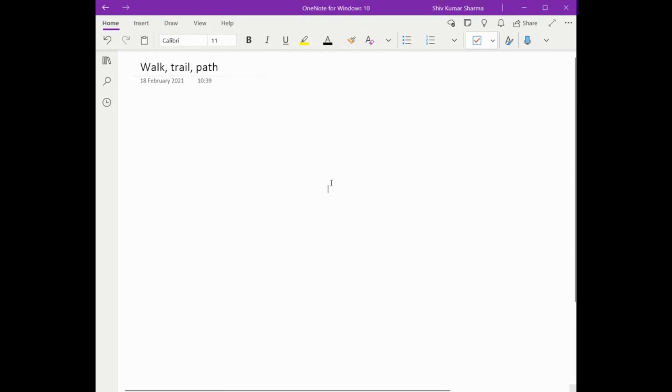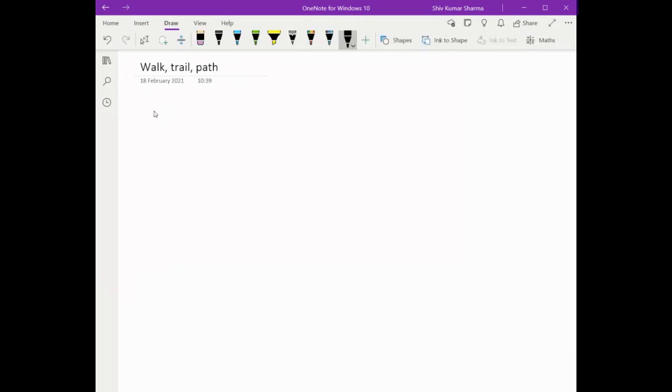Is the screen visible to you? Okay. So we start with the walk.